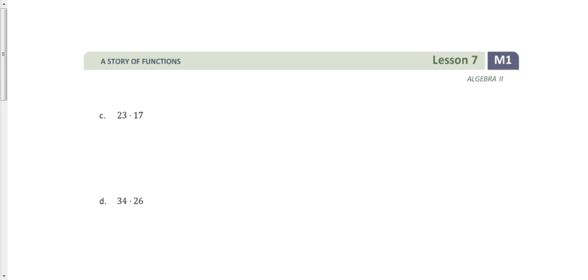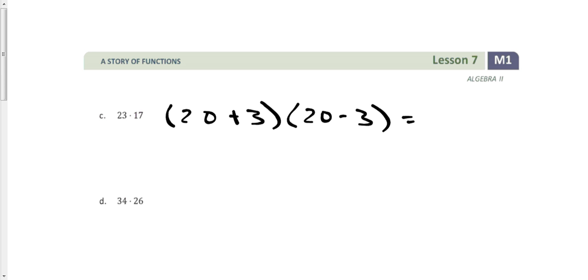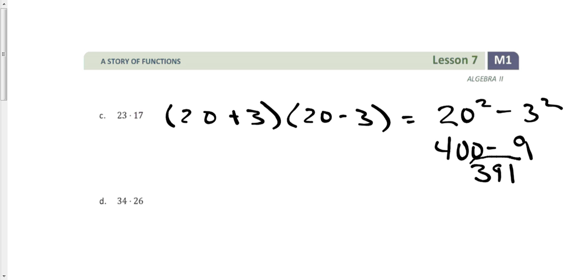Now, 23 times 17. Thank you, Pam. Equals 20 plus 3 times 20 minus 3. And if I simplify that into our difference of squares pattern, Brandon, what's my next line? 20 squared minus 3 squared. And if I simplify that down, I get 391. And box that, because that's my answer.